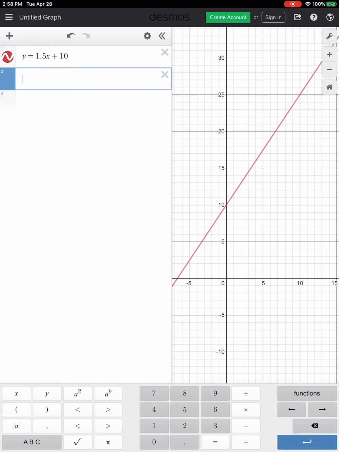Okay, so that's one of our lines. The other line is C equals 2n plus 4. So I'm going to type in y equals 2x plus 4. And there's the other graph.